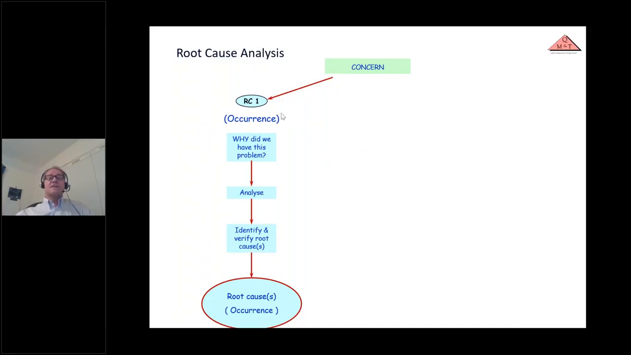First of all, we have the root cause relevant to the occurrence of the problem. This is the one that teams are most likely to focus on. Why did we have this problem? We want to drill down and find out why it happened.